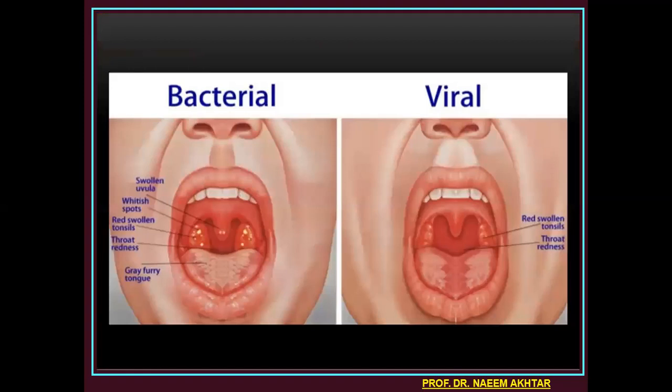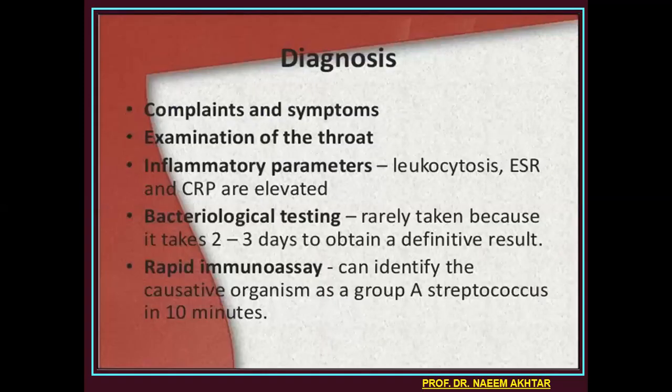So this is the figure differentiating the clinical features of bacterial and viral acute tonsillitis. Diagnosis. Diagnosis is made from complaints and symptoms, examination of the throat, finding some signs and inflammatory parameters, sending different samples of blood to the laboratory for leukocytosis, ESR, and CRP. These are elevated.